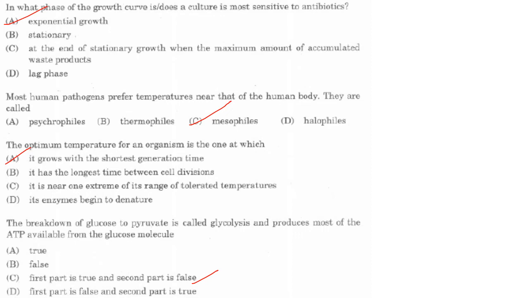The breakdown of glucose to pyruvate is called glycolysis and produces most of the ATP available from the glucose molecule. Now first part is true, but the second part is false. The breakdown of glucose to pyruvate is called glycolysis. That is true. And produces most of the ATP available from the glucose molecule. No. So it produces only 2 ATP molecules from one glucose molecule. So answer is option C. First part is true and second part is false.